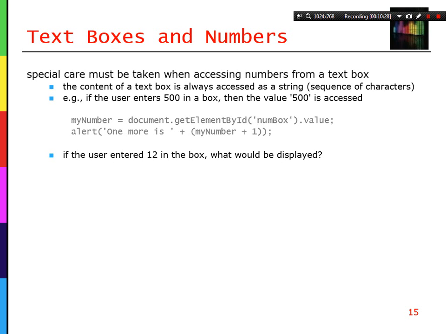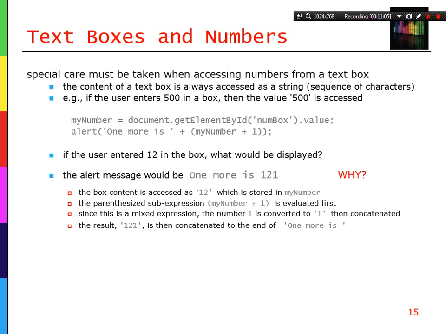When we are accessing numbers from a text box, we need to take special care, because if we say document.getElementById numbox.value, that actually comes in as a string. If we want to display that as a number, we need to actually do something to it. So if the user entered 12 in the box, you end up saying 1 more is 121. That's because my number plus 1 is literally just the number 12 as a string plus 1. So that's 121 instead of what you would expect it to be, 13.